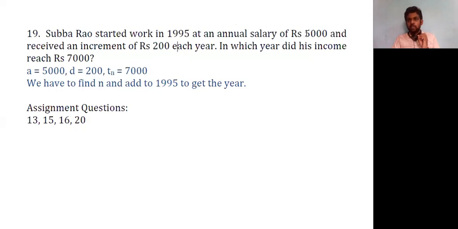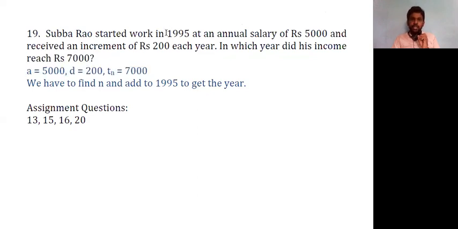So for the first year, he'll get 5,000. Second year, 5,200. Third year, 5,400. So the increase in the salary is 200, which means the common difference is 200. In which year will his income reach rupees 7,000? We can take this as the nth term. So A is equal to 5,000, D is equal to 200, Tn is equal to 7,000. We can find the value of n with this data.